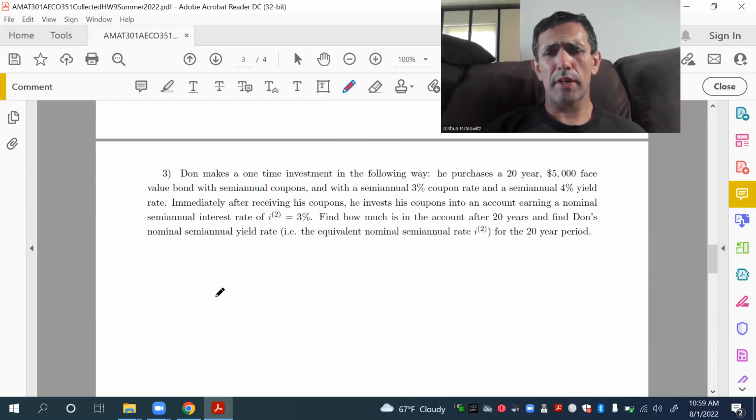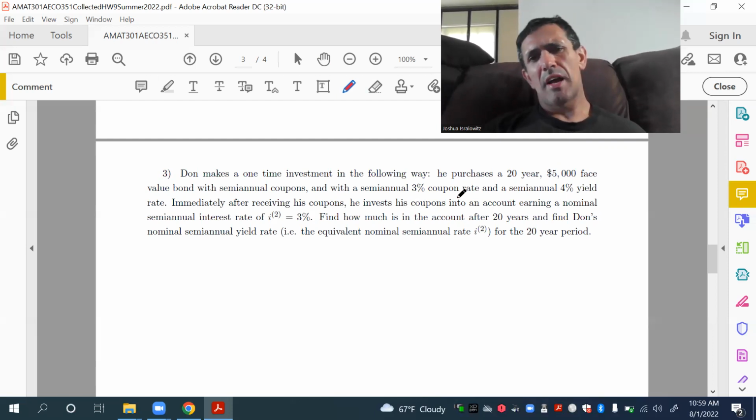He purchases a 20-year, $5,000 face value bond with semi-annual coupons, 3% coupon rate and a 4% yield rate. So maybe I was a little unclear. This should be nominal, so this is a nominal coupon rate and yield rate. Immediately after receiving his coupons, he invests the coupons into an account earning 3% semi-annual interest rate. Why not? Find how much is in the account after 20 years and find Don's nominal semi-annual yield rate for the 20-year period.